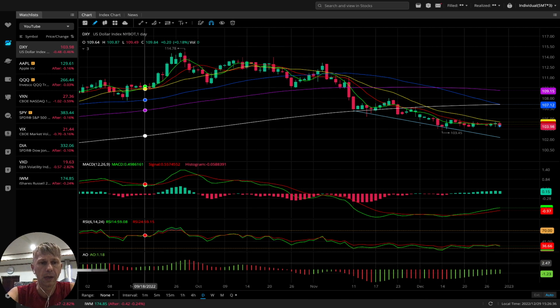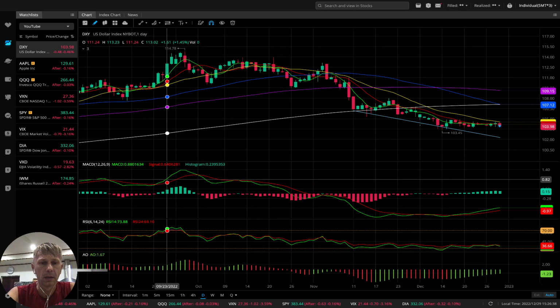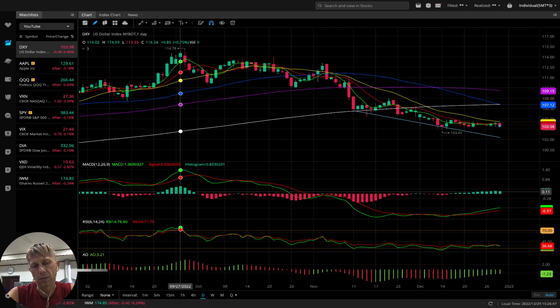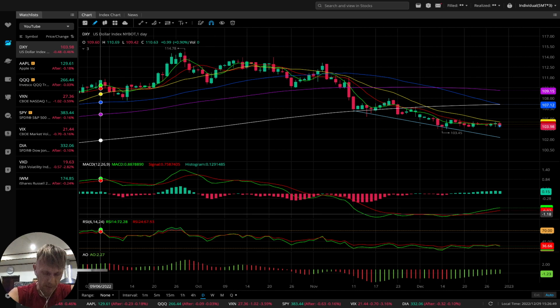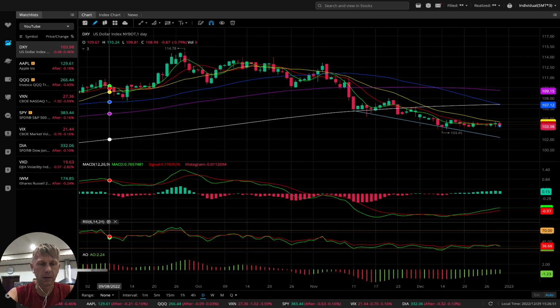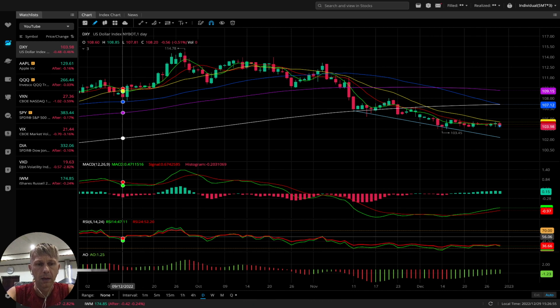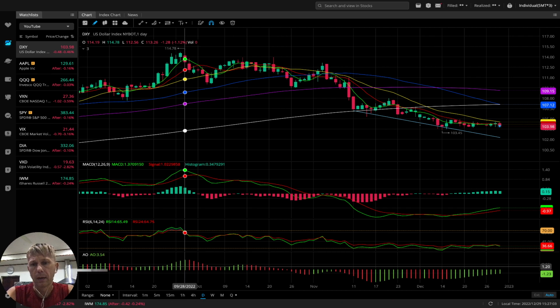I'm using three indicators. MACD: red line is the signal line, green line is the MACD line, and the histogram for MACD, green is bullish, red is bearish. RSI, same setup: red is the signal line, green is the RSI line. Awesome oscillator: red is bearish, green is bullish. That's all.